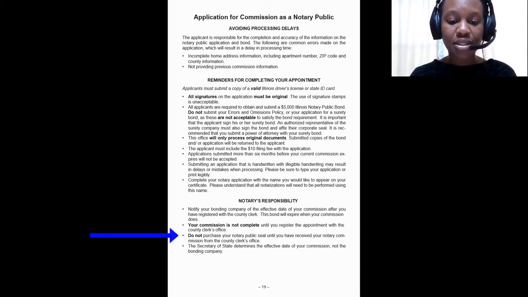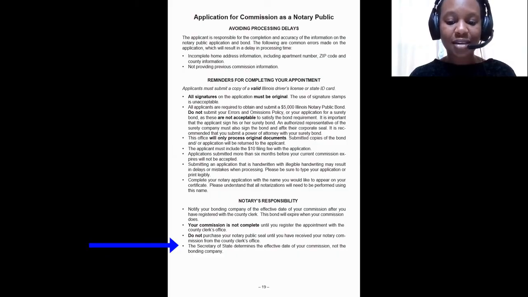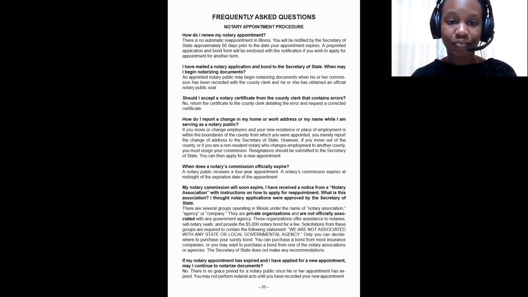Do not purchase your notary public seal until you have received your notary commission from the county clerk's office. That's not correct. It's up to you. The Secretary of State determines the effective date of your commission, not the bonding company. And these are just some questions that people have asked. Please read these on your own.